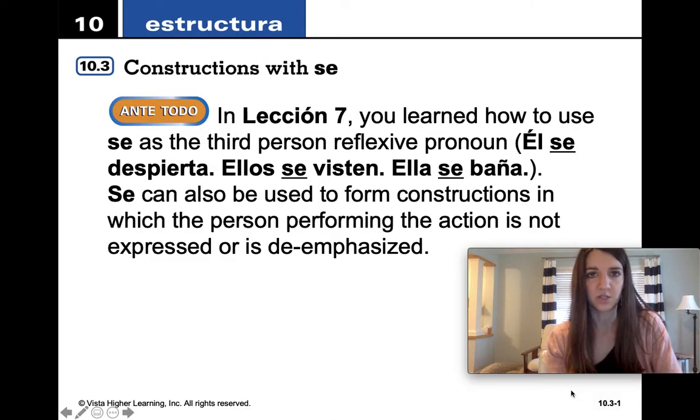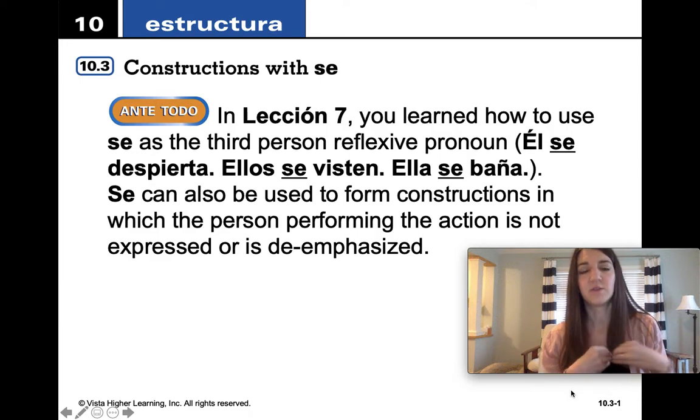10.3, which are constructions with se. So if you remember all the way back to chapter 7, that's when you first learned what the word se meant, and you used it with reflexive verbs, things that one does to him or herself. The yo form is me, the tú form is te, etc. Okay. Now we're going to see se again, but it's got a completely different function.